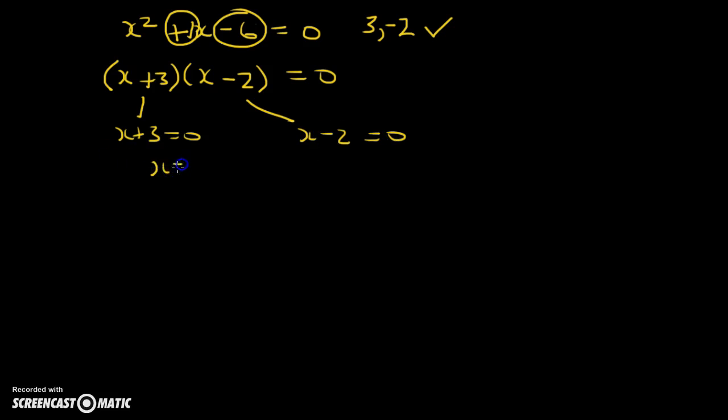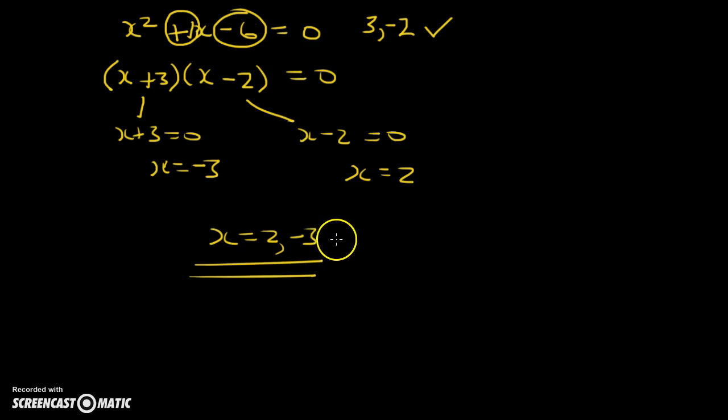In this case, subtract 3 from both sides, so we get x equals -3. In this case, add 2 to both sides, so we get x equals 2. So our final solution is x equals 2 and -3. And you should always check them back in the original equation to check they actually work. We won't spend time on that just now, but I'm sure you'll do that when you're working through these.